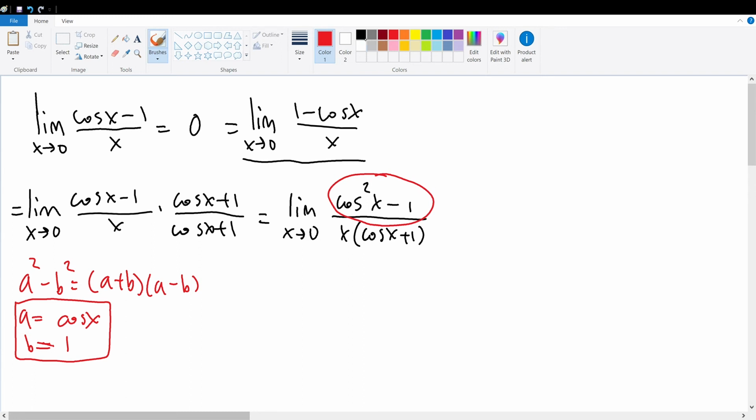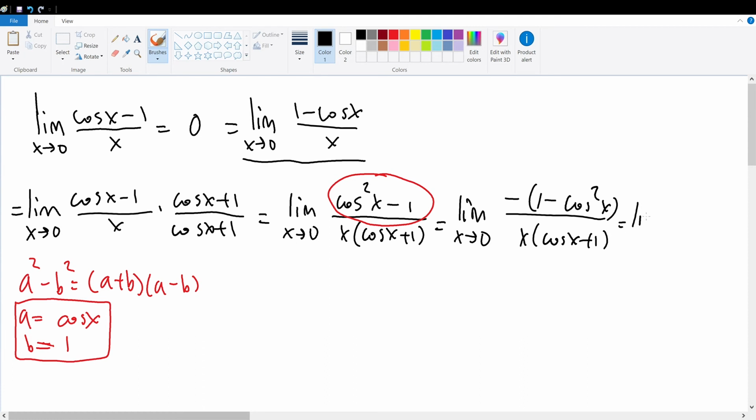And with that in the numerator, I can further rewrite this to be equal to the limit as x goes to 0 of, if we factor out the negative symbol, −(1 − cos² x)/(x(cos x + 1)), which can then be equal to the limit as x goes to 0 of −sin² x/(x(cos x + 1)).